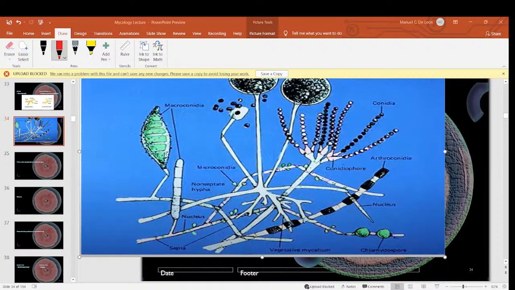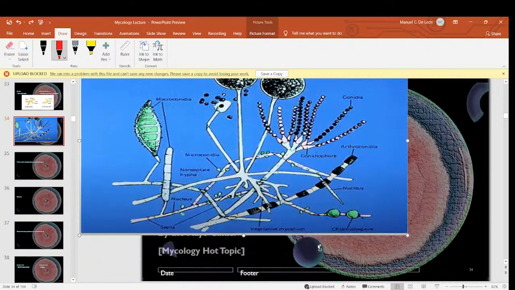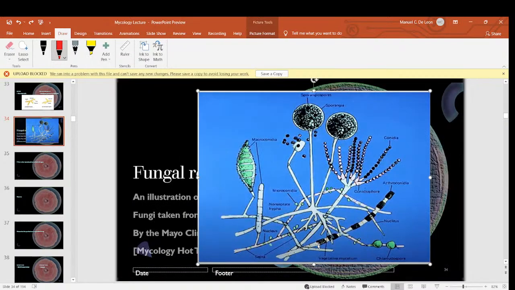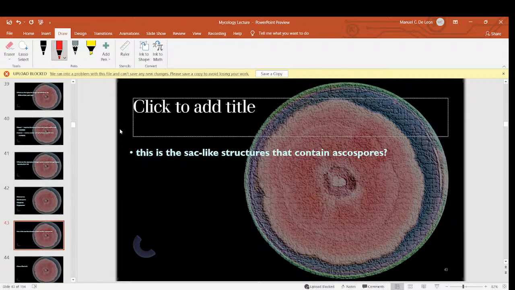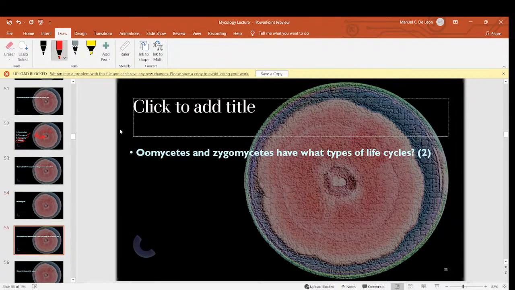No, right? So the correct answer would be intercalary, because it's in the middle. It's not on the tip. Look at the other ones. Sporangia, microconidia, macroconidia: they are at the edge or at the tip. So the correct answer would be, guys, please be mindful of this one. This is intercalary. It is within the structure, within the hyphal strand.